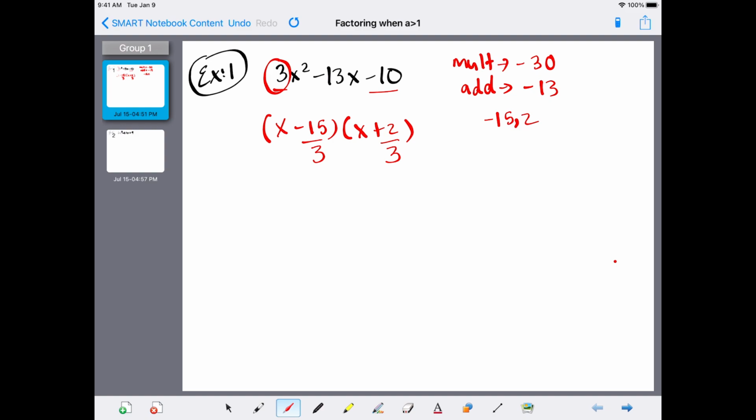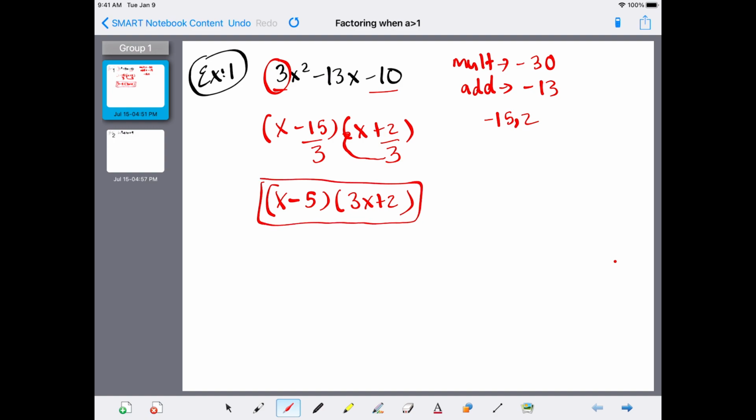So now we see if we can simplify that. So what's negative 15 divided by 3? That's negative 5. So that one works out really well. The second term, not so much. So 2 doesn't divide by 3. So if it doesn't divide by 3, then we just bring the 3 up in front. So then it will become 3x plus 2. And that's it. It's as simple as that. And I would also encourage you to expand those terms out, and you'll see that you get what we started with.